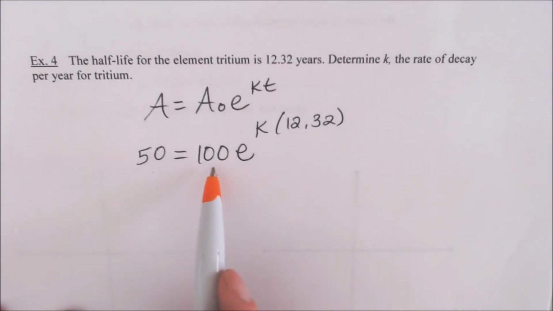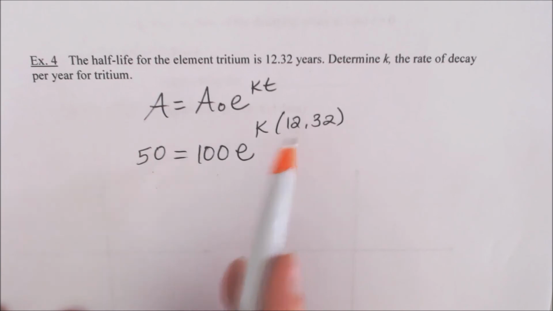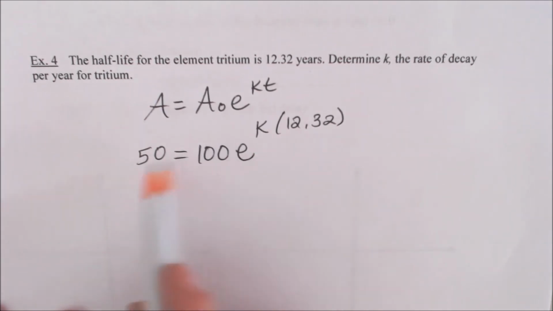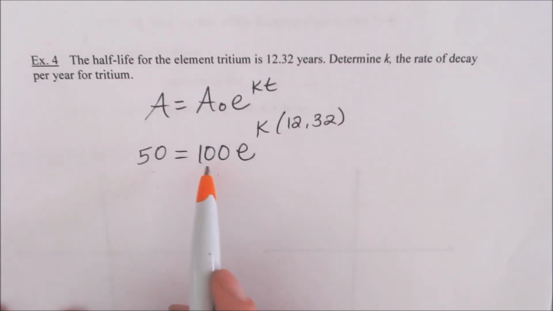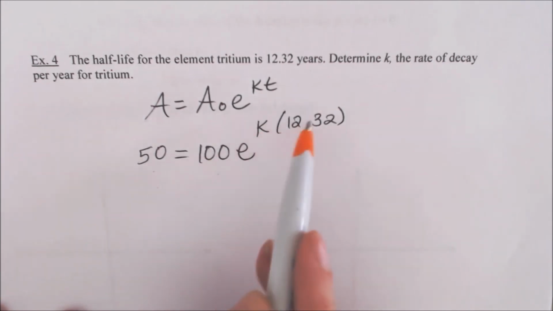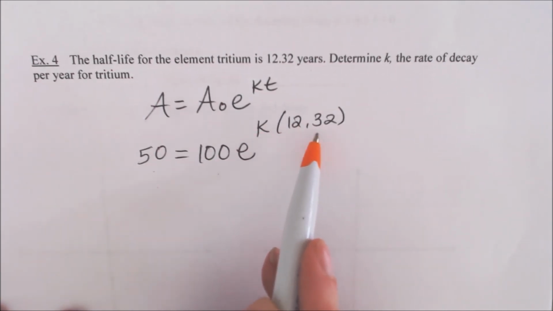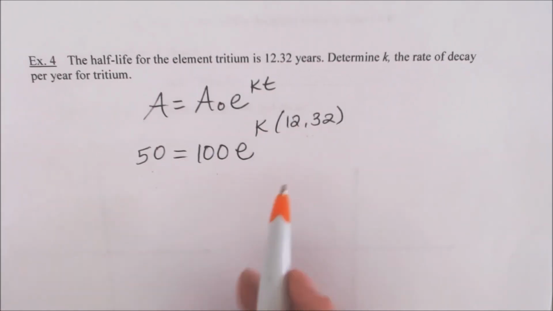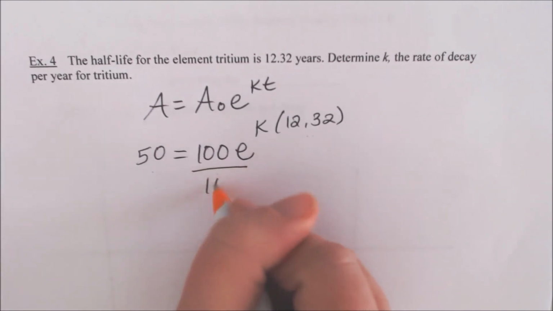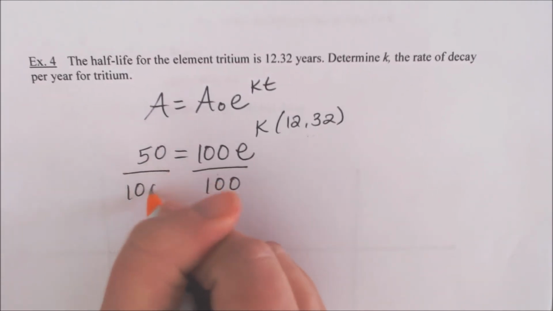You could have started with 1,000. After that number of years, you'd be down to 500. It makes no difference what you start with, but just make sure you take that initial amount and cut it in half if you're using the half-life time that they give you. So we're going to solve for K here. We're going to divide by 100. We have to get that out of the way first.